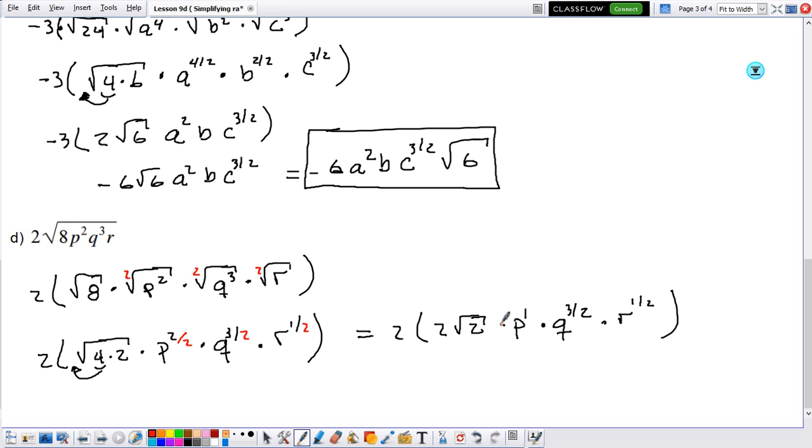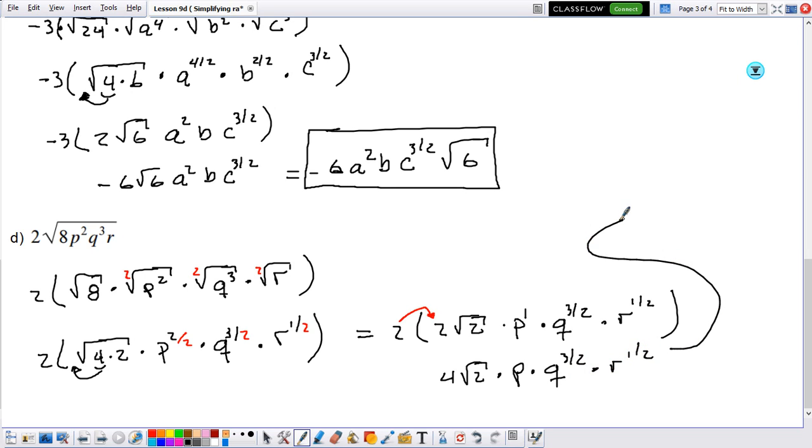So now here, you can distribute this 2. Notice that everything has been multiplied, so it's only sufficient for you to multiply this 2 with just the 2 outside the root. So now this becomes 4 square root of 2 times p times q to the 3 halves times r to the 1 half. So we can just put everything that has been multiplied in front of the square root. So now this becomes 4 p q to the 3 halves r to the 1 half square root of 2.